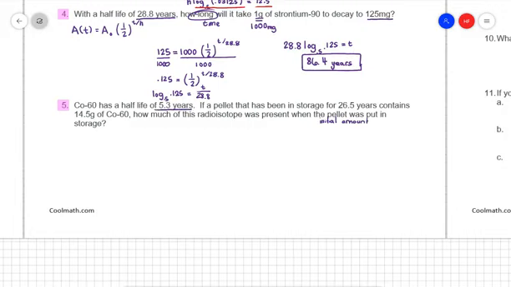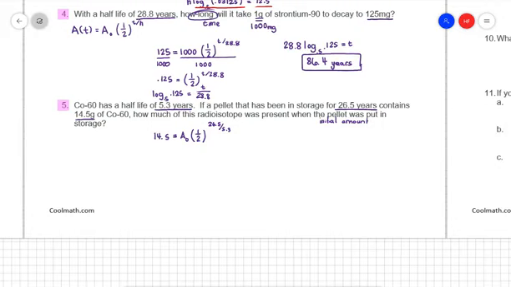We have a half-life of 5.3 years. It's been in there for 26.5 years, and it now has 14.5 grams. So we want to find A of t. Sorry, we want to find A naught. We have A of t. A of t is the amount we have now, which is 14.5. We don't have A naught. And then our t is 26.5, and our half-life is 5.3.